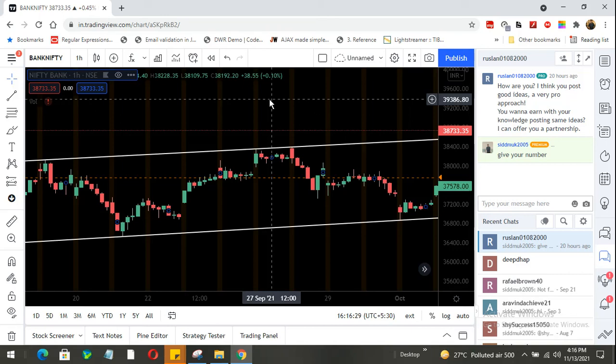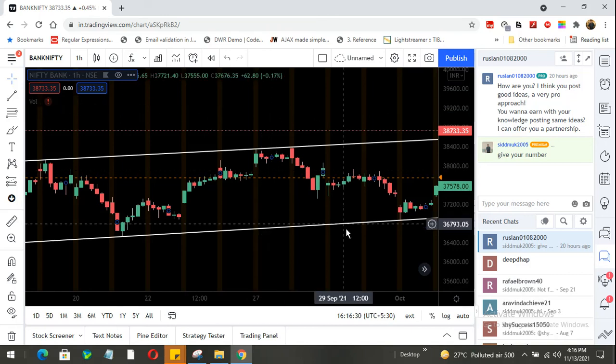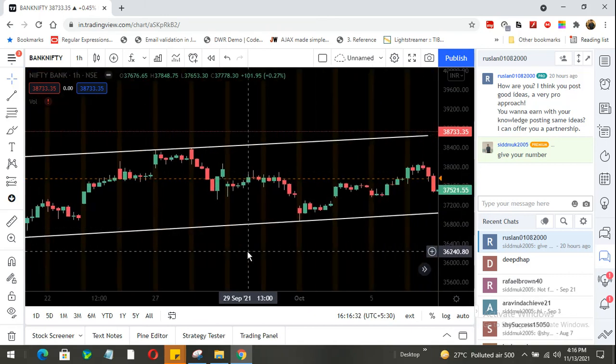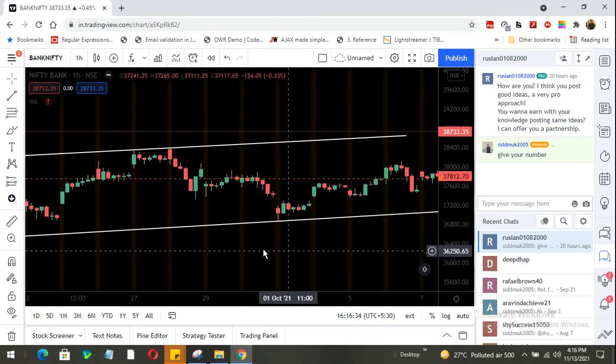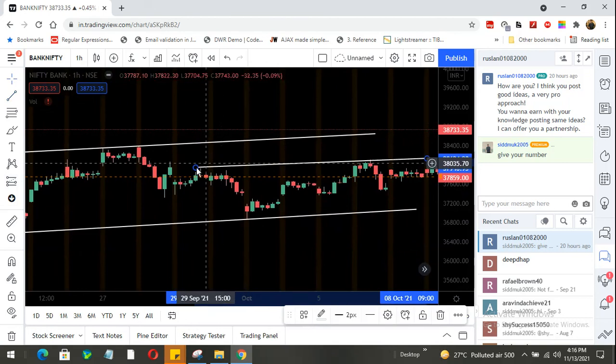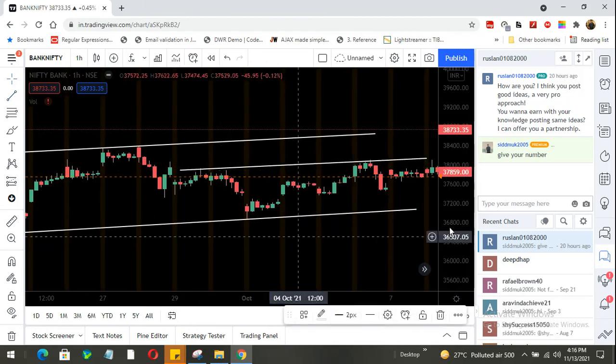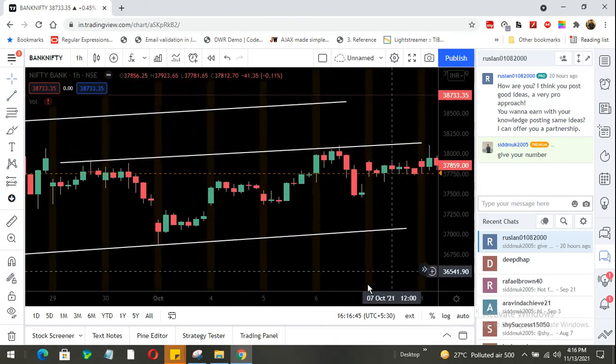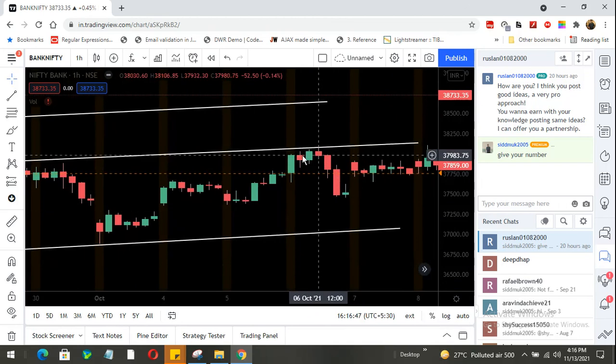Another thing you will see here, near the resistance, you will get the Bearish Harami pattern here. This is also a Bearish Harami pattern, and then it came down. This is the 1 hour chart. Even in a 15-minute chart as well you will get it.